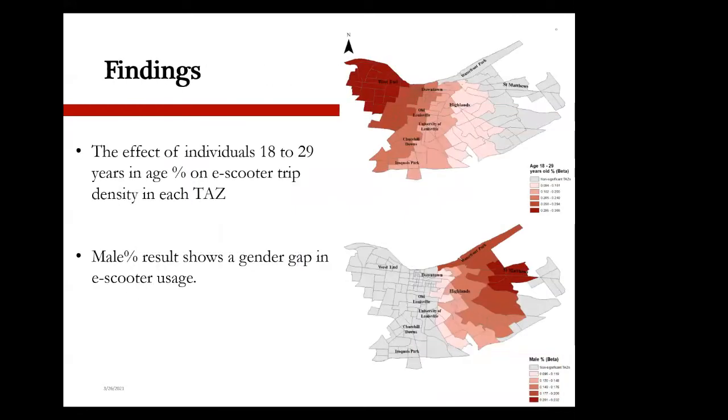In this slide, the upper figure shows the percentage of individuals between 18 and 29 years old, and the other one shows the impact of male percentage. The male percentage result indicates a gender gap in e-scooter usage.